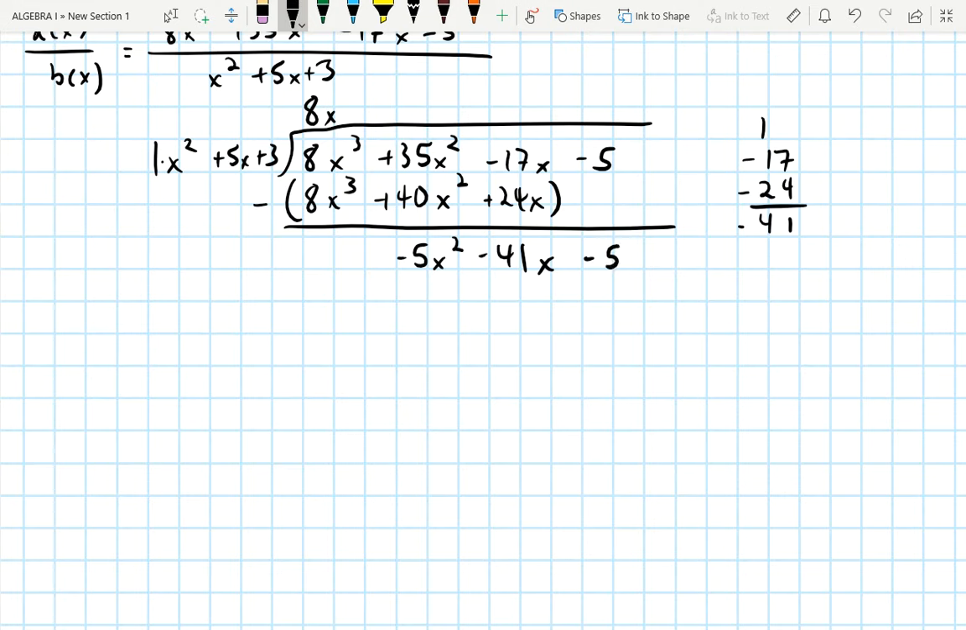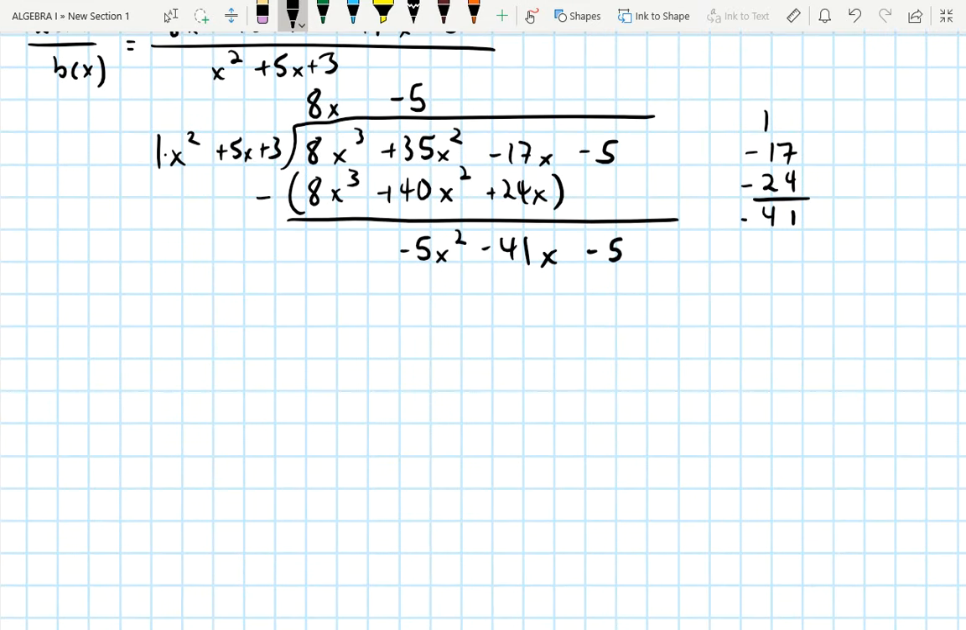Minus 5. Okay. So since x squared and x squared match here, I've still got to repeat the process until this degree is higher than any degree here. Since x squared and x squared are the same degree, I have to keep going. So what number can I multiply 1 times x squared by to get negative 5x squared? 1 times negative 5 gives me negative 5. And then the x squared is the term that I want, so that's just going to leave it as a constant. So negative 5 times 1 is negative 5x squared.